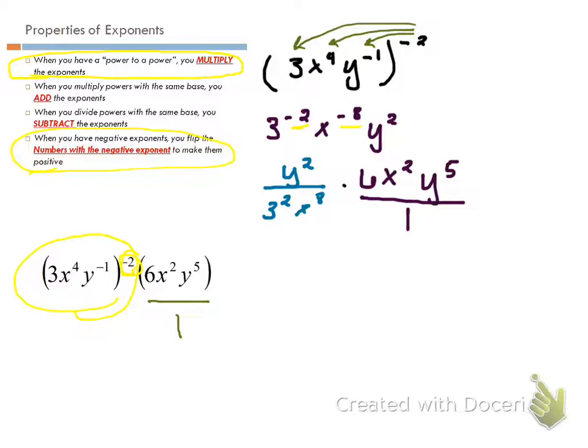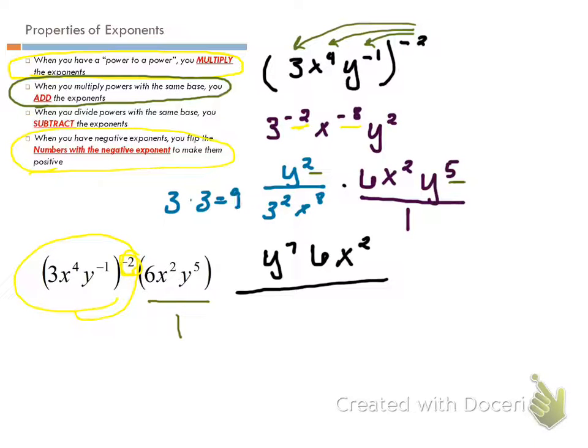Now, if you notice, on both of the fractions you have y's on the top, so when you have powers with the same base, you add those together, so you're adding the 2 and the 5. So now on the top we will have y to the 7th times 6x squared. Now if you notice, I have 3 times 3 equals 9 at the bottom. That goes with the 3 squared that's on the bottom in blue. So that changes to 9x to the 8th.